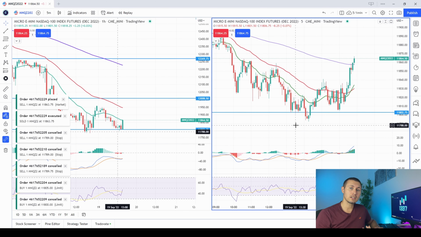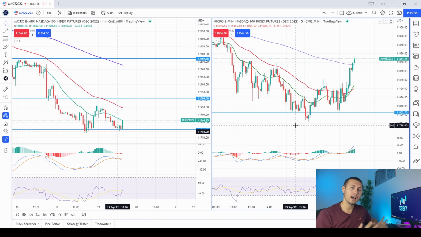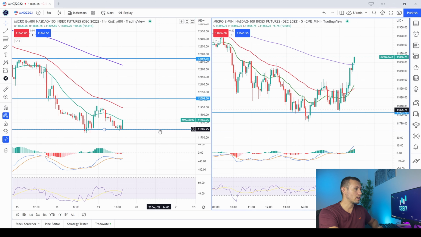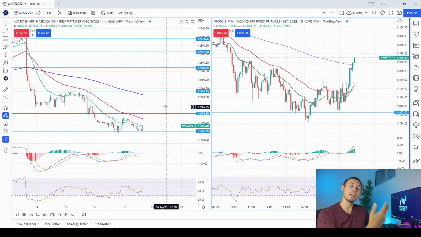This is how you easily trade micro NASDAQ contracts. You can trade the ES, which is the S&P 500. You can trade any other instrument, but the logic behind it is you use key market levels together with the divergence on your indicators. You combine them as well with the moving averages that you see on the screen.